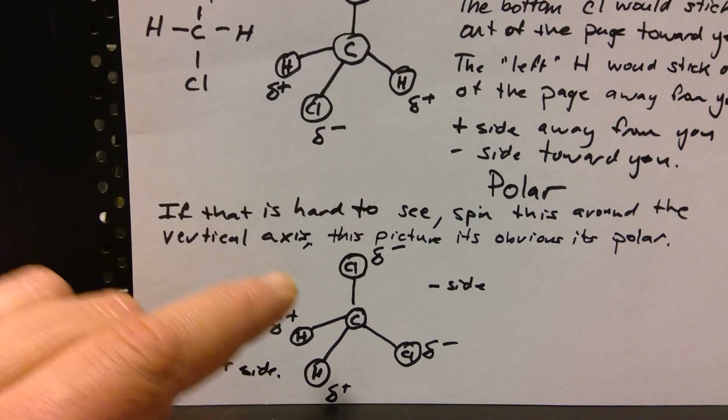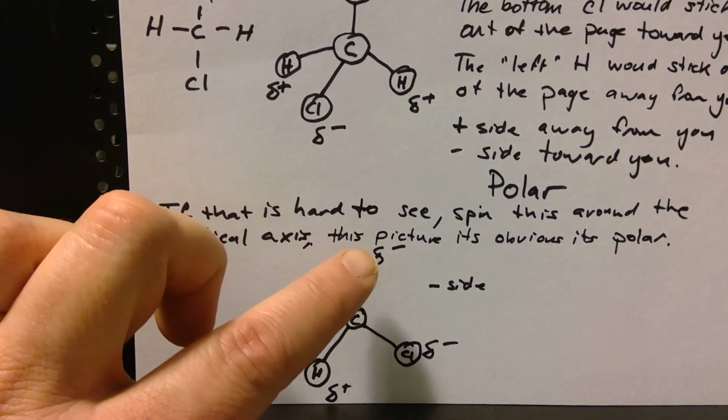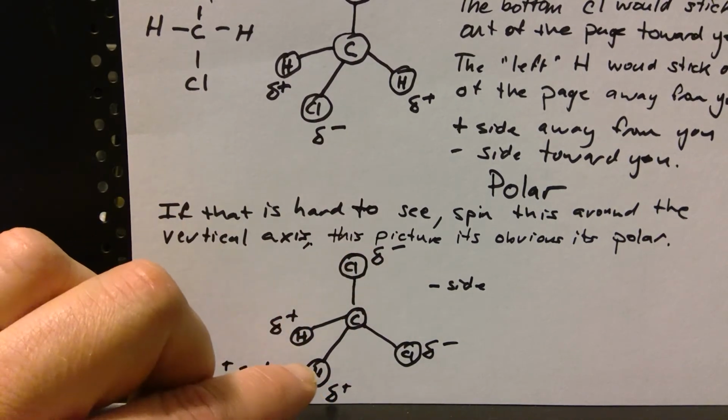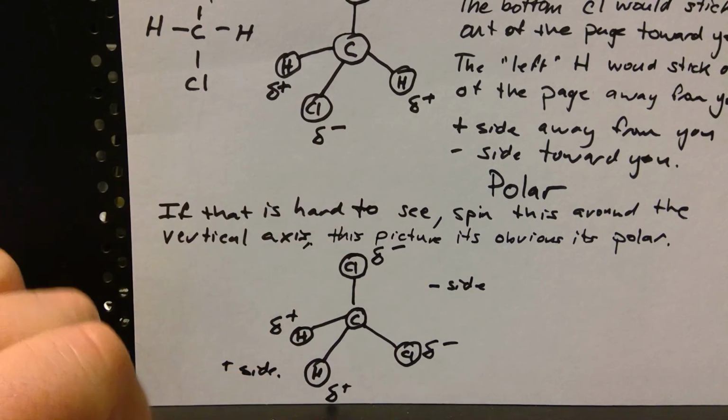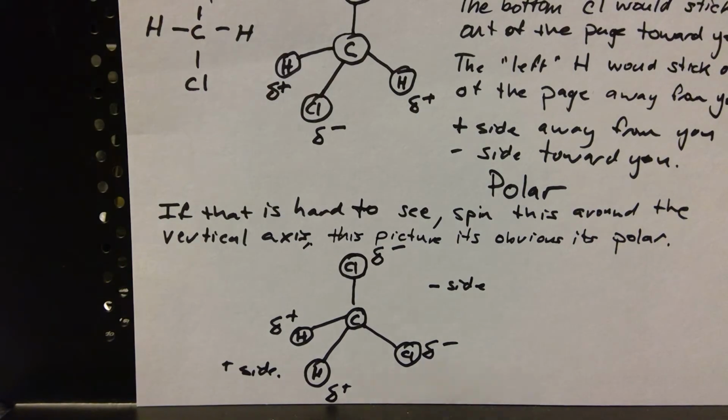It's indeed polar, but it's a lot easier to see now that these partial negatives are on these two, and the partial positive is there, so that's the negative side and that's the positive side. So dichloromethane, polar molecule.